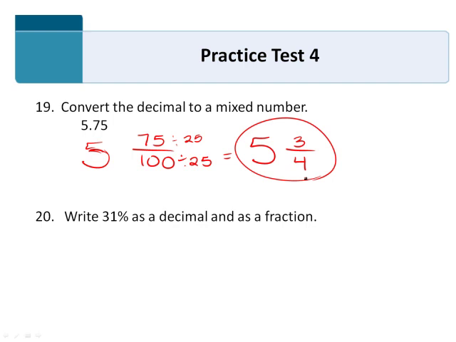Number 20, now we're getting into the percents. Write 31% as a decimal and as a fraction. First, to write it as a decimal, we ignore the percent sign and take the decimal point and go 2 places to the left. So you're going to have 0.31. Then to write it as a fraction, remember you drop the percent, put the 31 over 100. And now you can't reduce that, so that's your fraction.